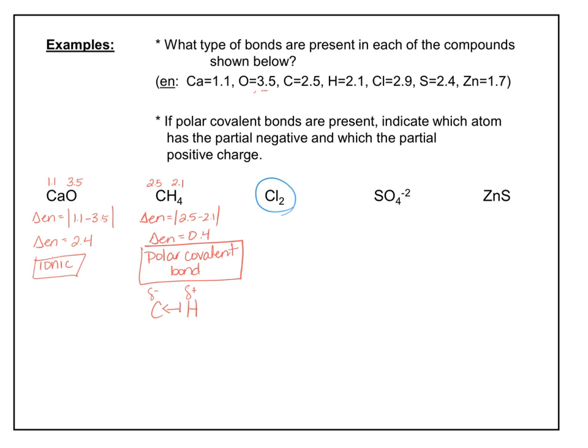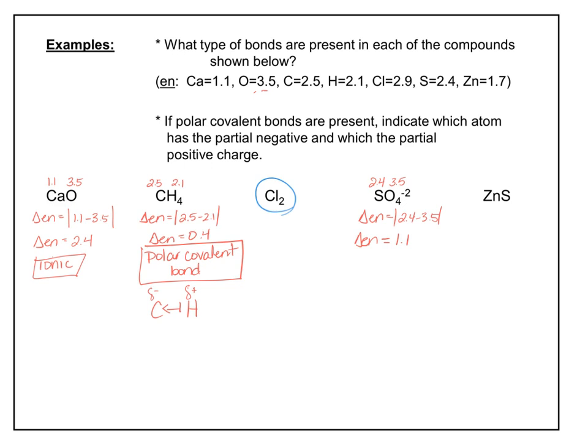All right, the sulfate, I'm just looking at a sulfur-oxygen bond. So looking up the electronegative values, sulfur's is 2.4 and oxygen's is 3.5. So let's calculate delta EN. So 2.4 minus 3.5 gives me a delta EN value of 1.1.